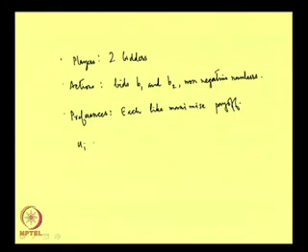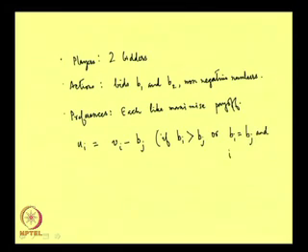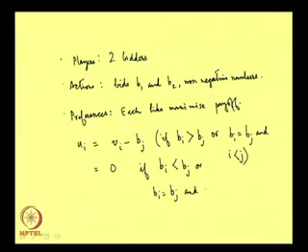and Ui, that is the payoff of player i, is Vi minus Bj if Bi is greater than Bj, or Bi is equal to Bj and i is less than j. It is equal to 0 if Bi is less than Bj, if your bid is less, or Bi is equal to Bj and i is greater than j. So, this is the payoff function of player i, i can be 1, i can be 2.